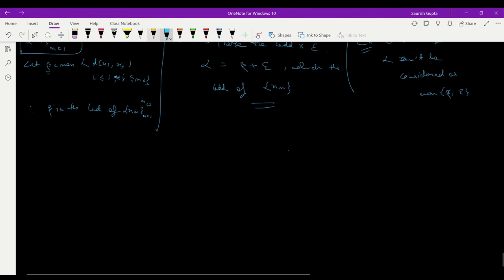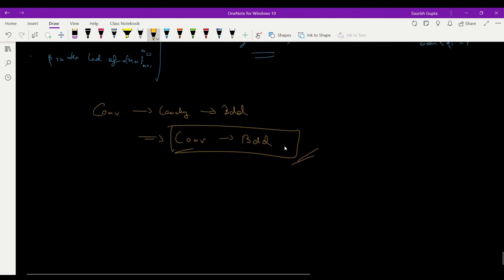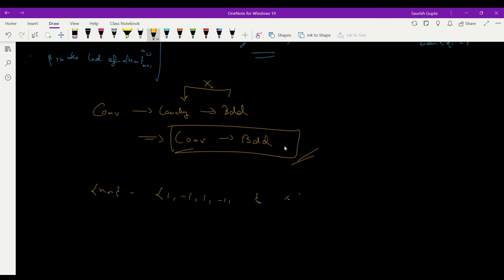So every convergent sequence is Cauchy and every Cauchy sequence is bounded, which necessarily implies every convergent sequence is bounded. But every bounded sequence may not be Cauchy. For example, suppose you have the sequence xn equals 1, minus 1, 1, minus 1, and so on. This is a bounded sequence, but not a Cauchy sequence. Clear?